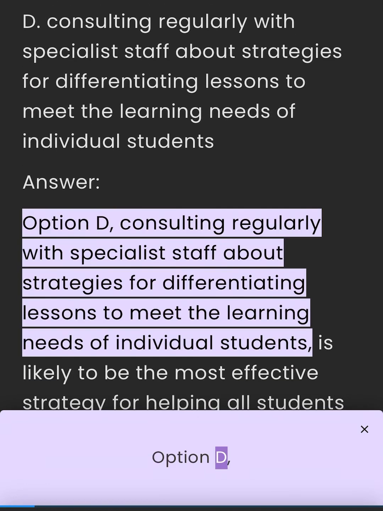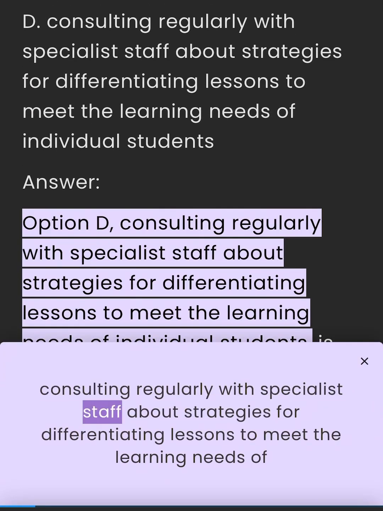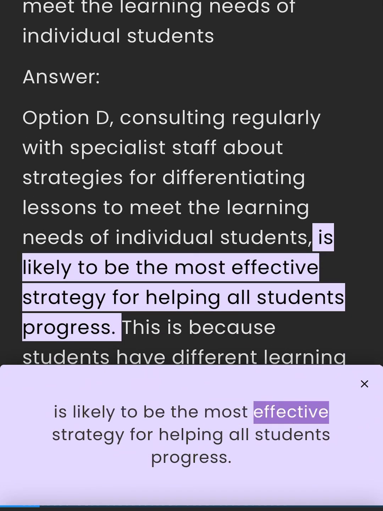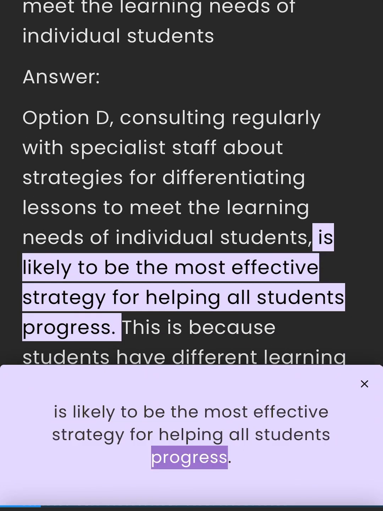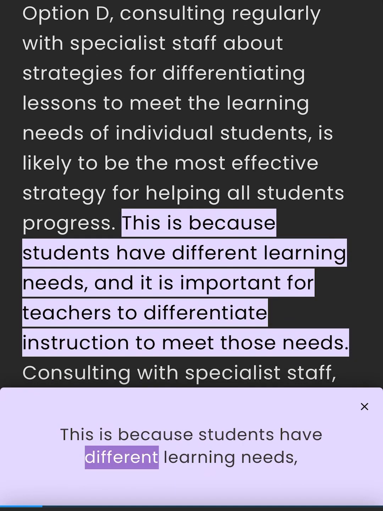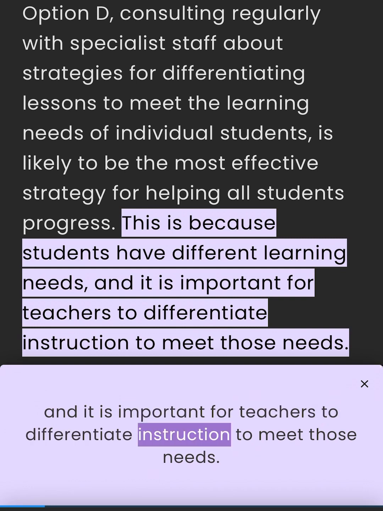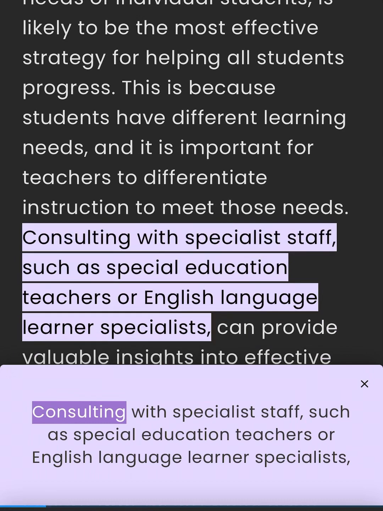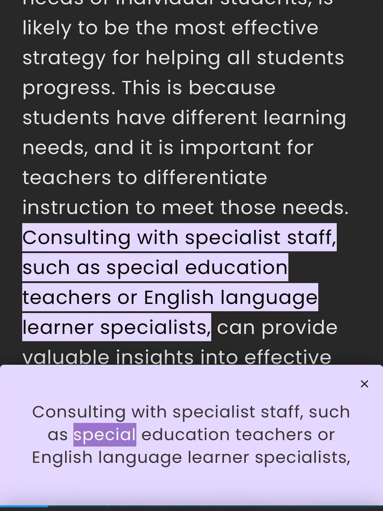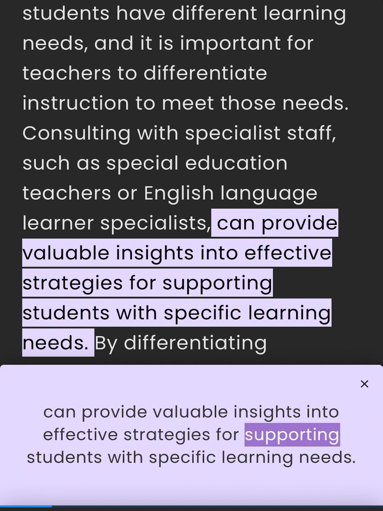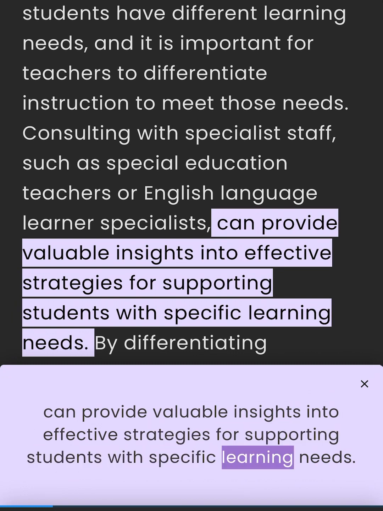Answer. Option D. Consulting regularly with specialist staff about strategies for differentiating lessons to meet the learning needs of individual students is likely to be the most effective strategy for helping all students progress. This is because students have different learning needs, and it is important for teachers to differentiate instruction to meet those needs. Consulting with specialist staff, such as special education teachers or English language learner specialists, can provide valuable insights into effective strategies for supporting students with specific learning needs.